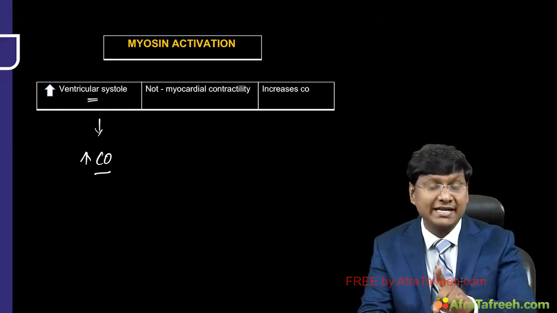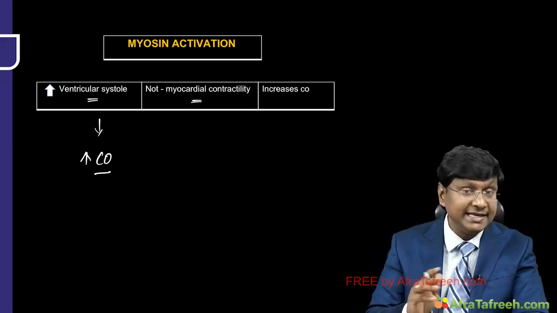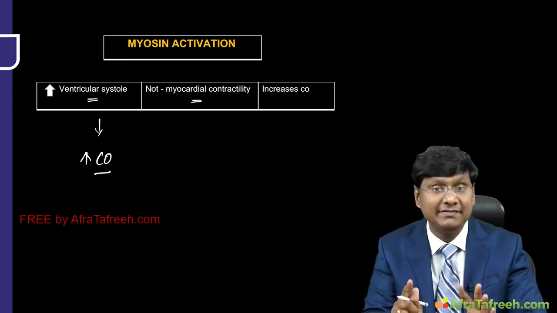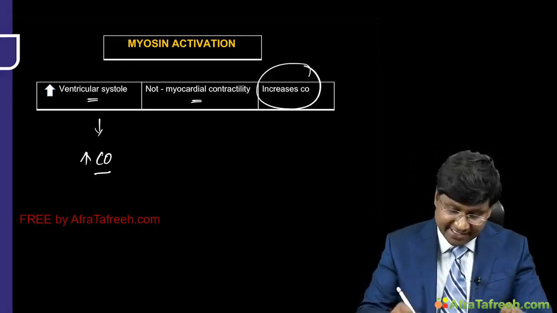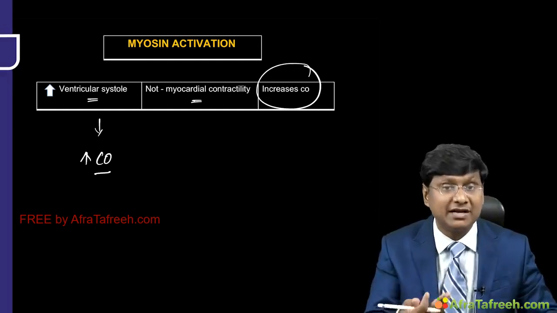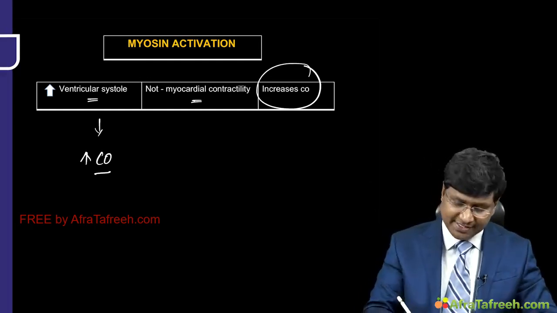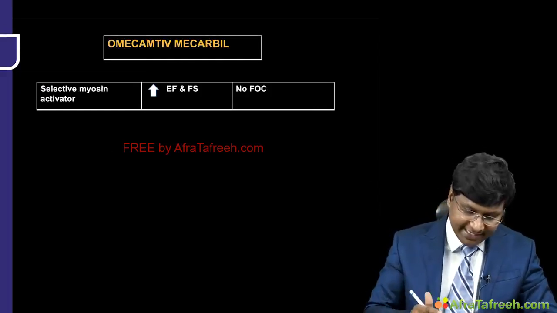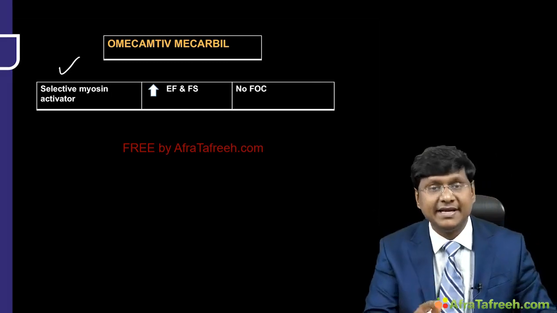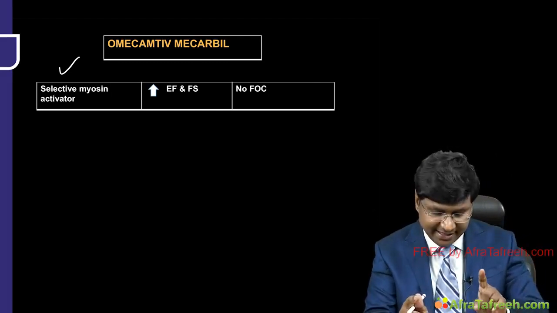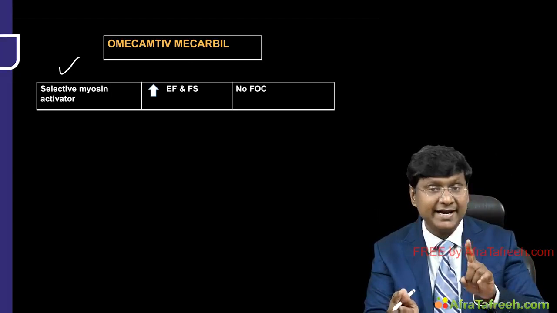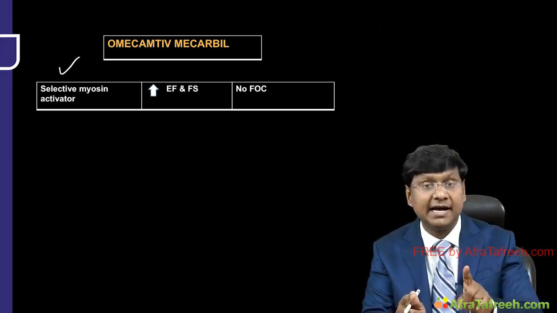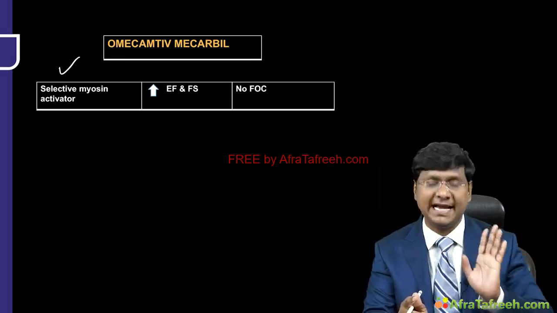And these myosin activators will not increase the myocardial contractility, right? They will definitely increase the cardiac output. Then how do they increase the ventricular systole? They will not increase the myocardial contractility. What they do is increase the ejection fraction as well as the fractional shortening, and they are selective myosin activators.